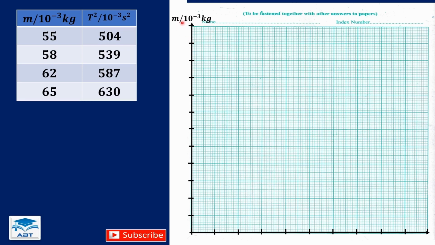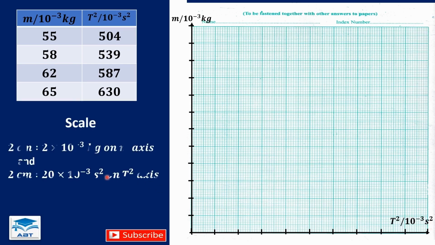So we have M slash 10 exponent negative 3 kilogram, and we are plotting t squared on the horizontal axis. So we have t squared slash 10 exponent negative 3, and the unit is seconds squared. So we choose a scale. We will choose a scale of 2 centimeters is to 2 times 10 exponent negative 3 kilogram on m axis.